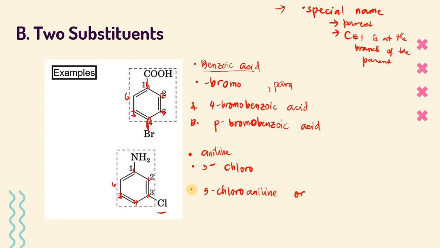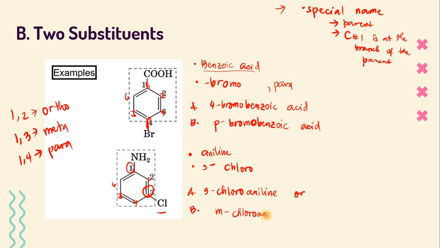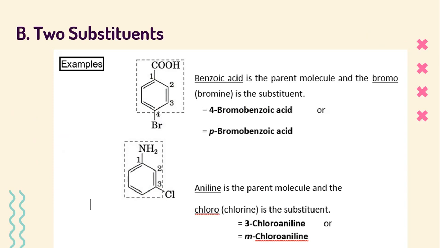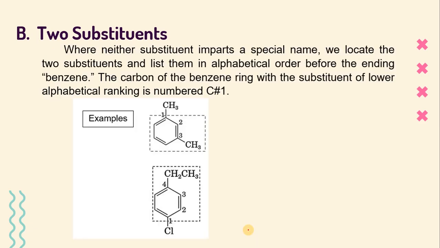Or we can have, because it's at 1 and 3. 1 and 2 is ortho. 1 and 3 is meta. And 1 and 4 is para. So for this one, we have meta. So just use M-chloroaniline. Okay, did we get our answers correctly? Yes. So 4-bromobenzoic or para-bromobenzoic acid, 3-chloroaniline, and M-chloroaniline.